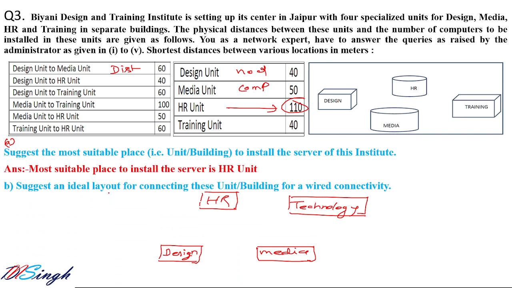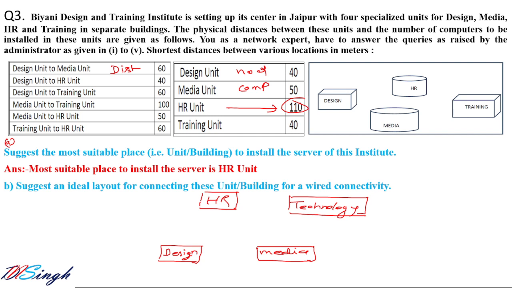Fine. Suggest an ideal connection layout for buildings for the wired connectivity. So from HR, let us see HR to technology, how much is it? HR to technology, where is it? HR to training, rather than technology, it is what? Training block. So I will just erase it and write it again.